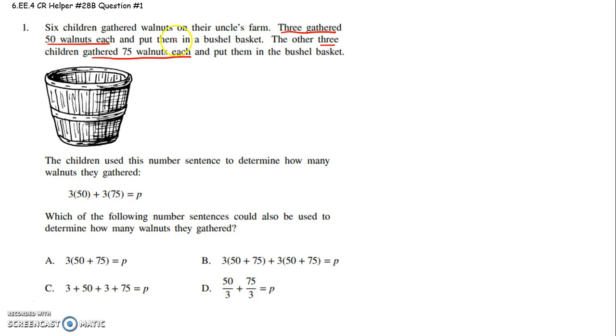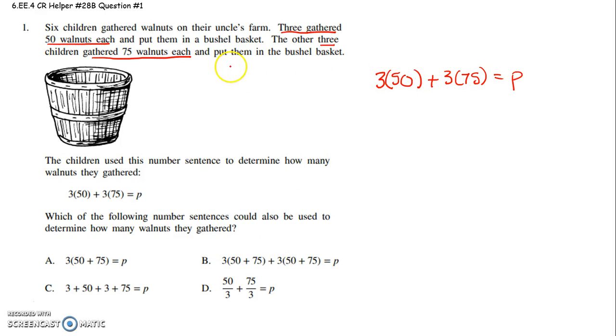So they did 3 times 50 and then added on the 3 times 75, and that gave them the total walnuts gathered. Which of the following number sentences could also be used to determine how many walnuts they gathered? Okay, well, there's lots of ways to go about this, but I think I'll just figure out how many walnuts they gathered and then see which of these gets me to the same amount of walnuts.